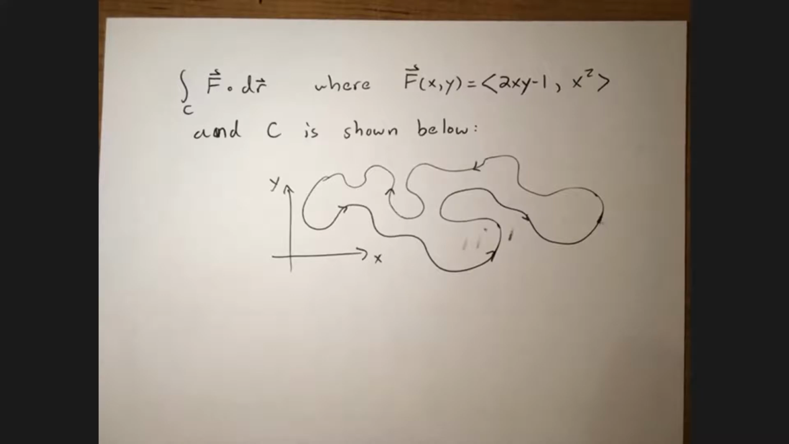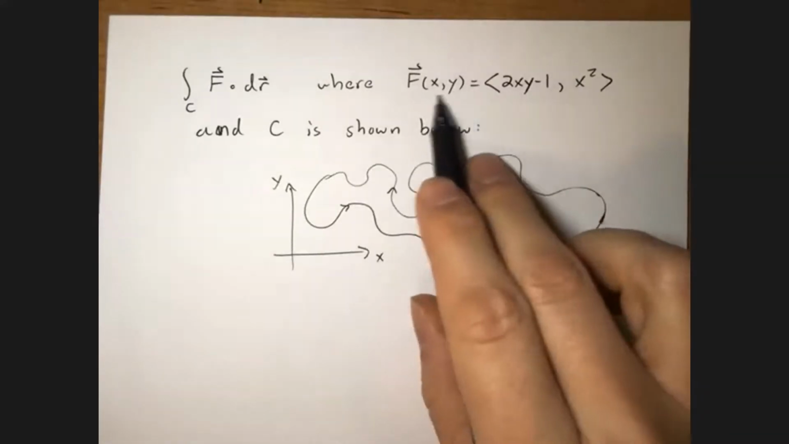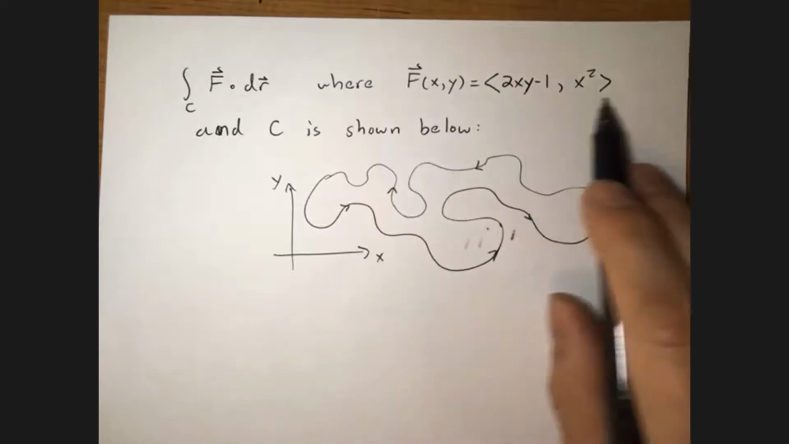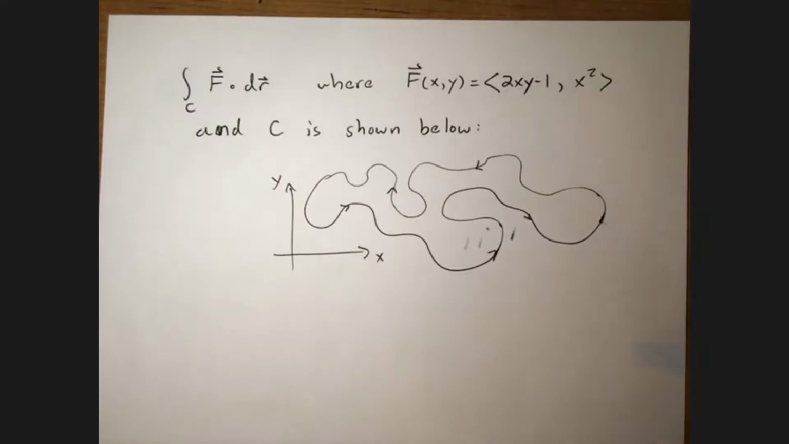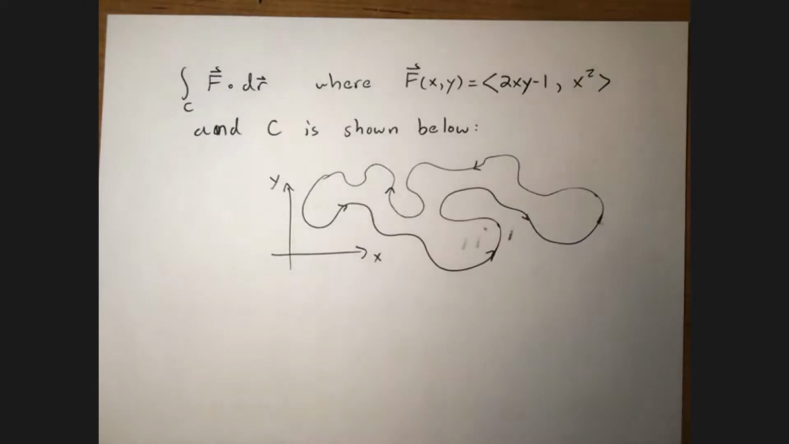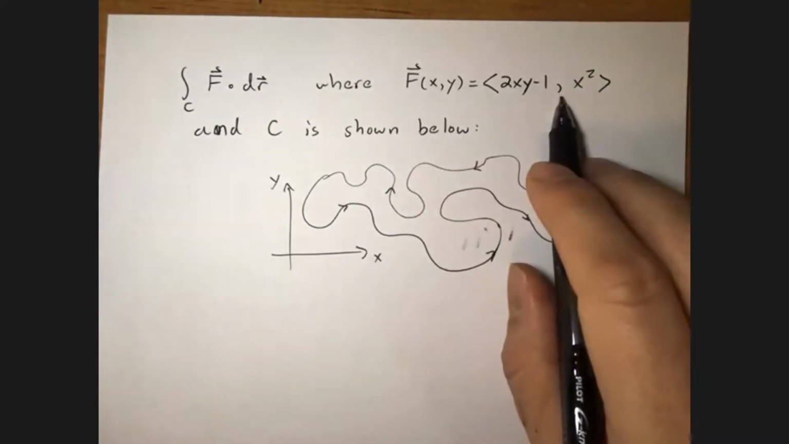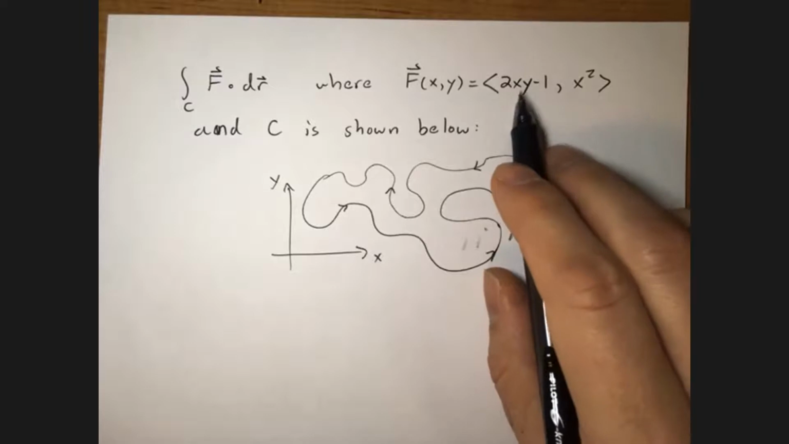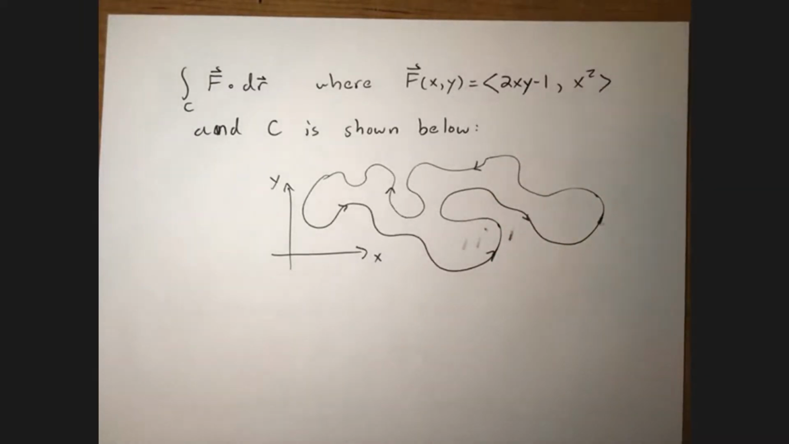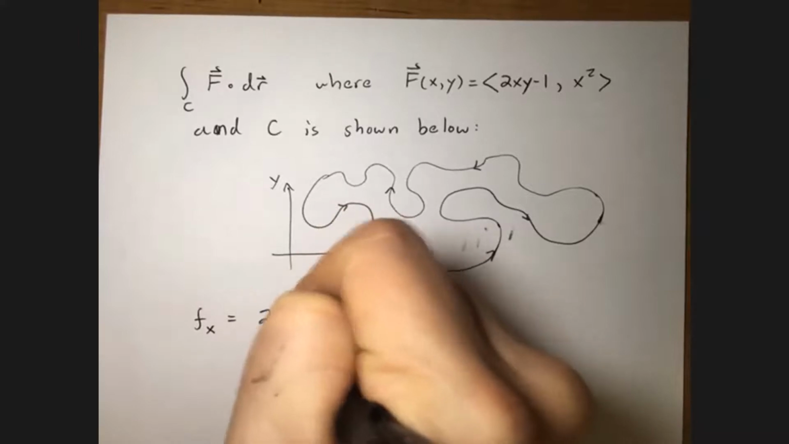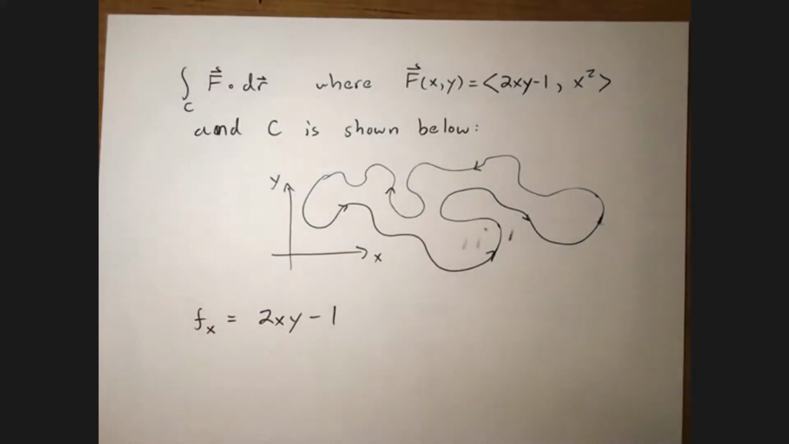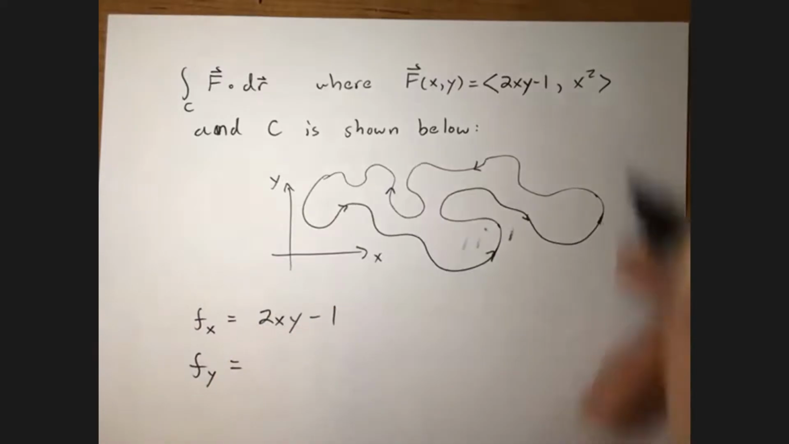But we can still do this problem, right? Maybe we can find a potential function for this vector field. The potential function is the function whose gradient would be equal to this. So can we find that? Can we find a little f whose gradient is capital F? Let's see. Well, I want the x derivative of little f to be 2xy minus 1. And I want the y derivative of little f to be x squared.